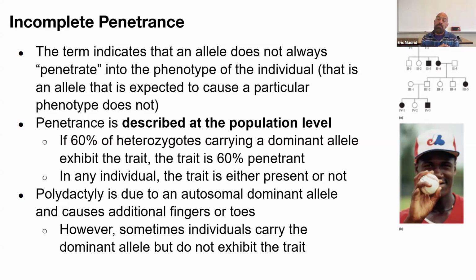So that means there's going to be some people who actually have this dominant allele for polydactyly, meaning they should have multiple fingers, not just 5, like 6 fingers, 7 fingers. Or for whatever reason, they end up having 5 anyways. And so sometimes individuals carry the dominant allele, but do not actually exhibit the trait. Again, incomplete penetrance is measured across the entire population, and it's where you've got the allele for a phenotype, but that phenotype isn't always expressed.